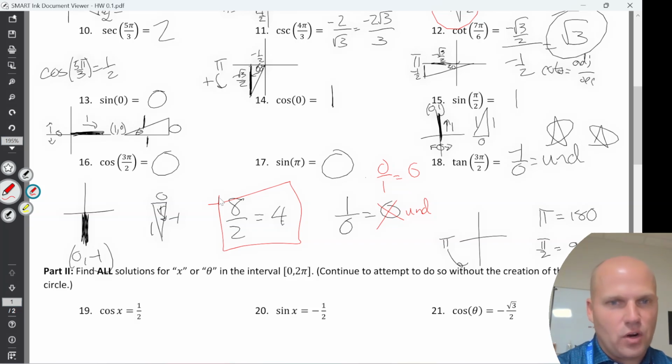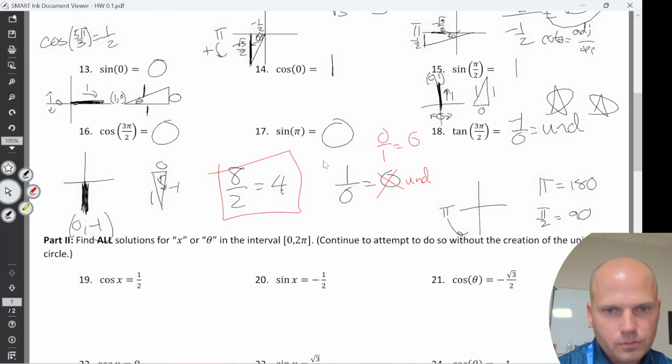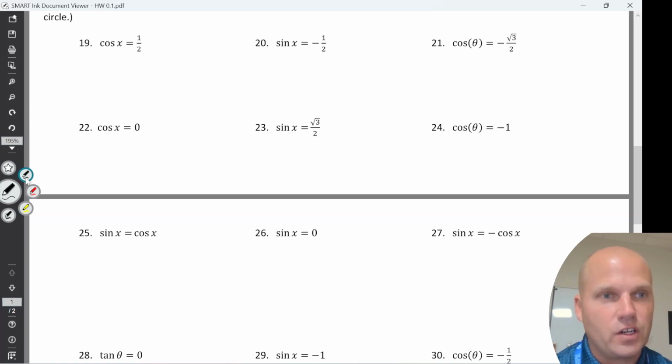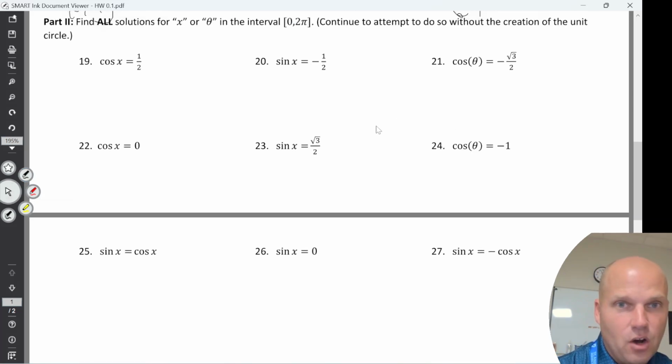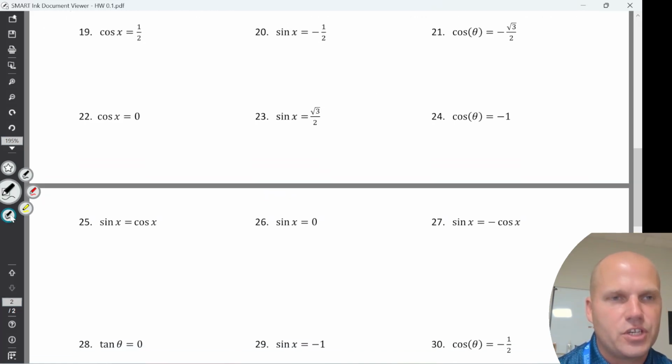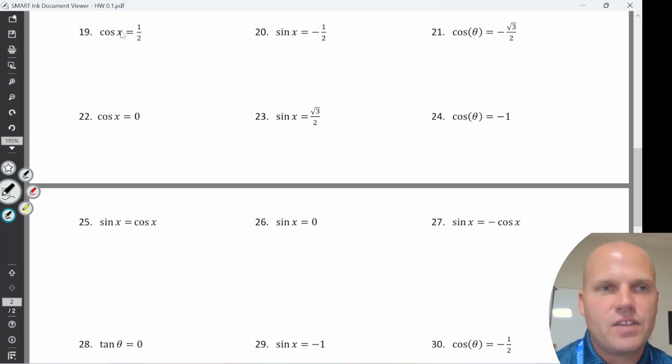All right, now we switch over to what students consider the tougher stuff, going backwards. Here we have the trig function. We don't know the angle, we do know the ratio. We are trying to find all of our solutions from 0 to 2 pi. So we're trying to find all of our angles from 0 to 2 pi where the cosine of the angle equals 1/2. Oh, what do we do here?